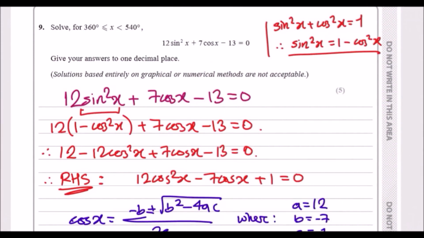Welcome back guys, and here we are, question 9. So what's happening here? It tells us that we need to solve for the given range of angles. This is very specific, from 360 to 540 degrees, and we'll get to this in a second, of the following equation. This trig equation can only be solved using trig techniques. Give your answers to 1 dp.